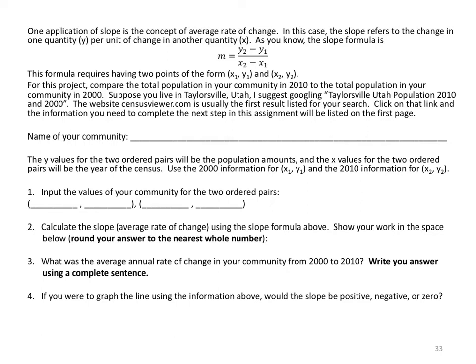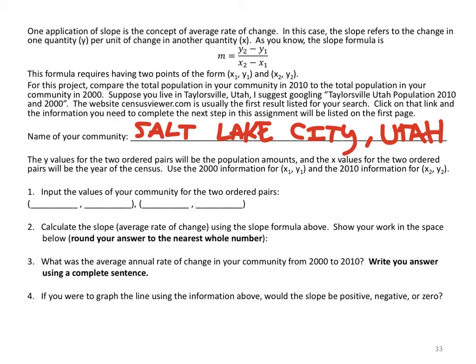Let's go ahead and choose a community to evaluate in this one. All right, Salt Lake City, Utah. The y values for the two ordered pairs will be the populations from those years. So I'm going to go ahead and Google this, right? 2000, according to this Google, and who knows how accurate it is, but that's not the point. We're not into accuracy on this one, okay? Maybe we should be. But it says in Salt Lake, 2000, the population was 181,740. That still seems kind of low, but whatever.